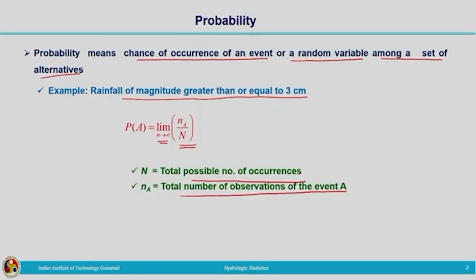We will be having a set of data describing past data, maybe of 10 years if we are talking about annual rainfall. Out of that, we will be having the number of observations representing a particular event, and we are having the total number of observations. If we take the ratio of that and limit n tends to infinity, N_a by N is representing the probability of occurrence of that particular event A.